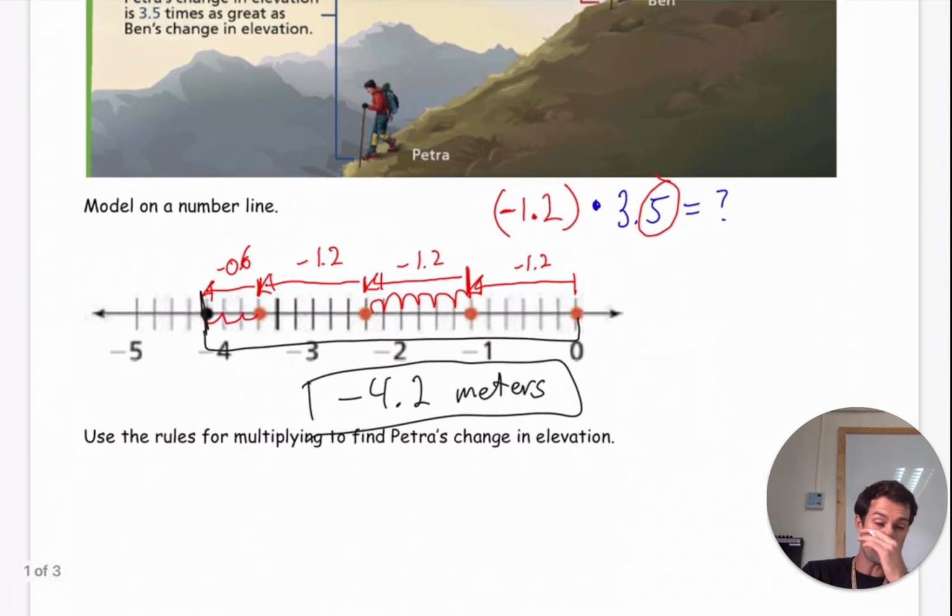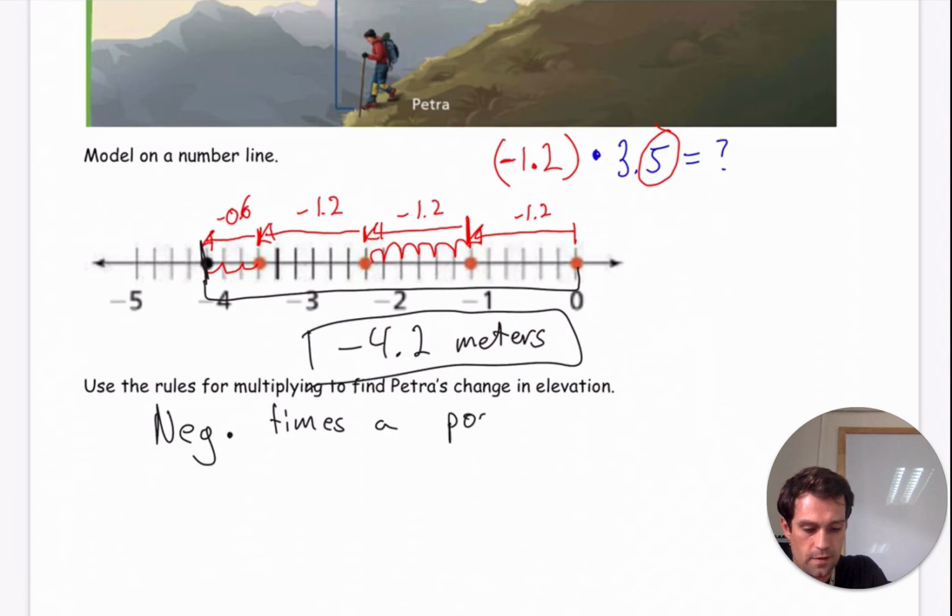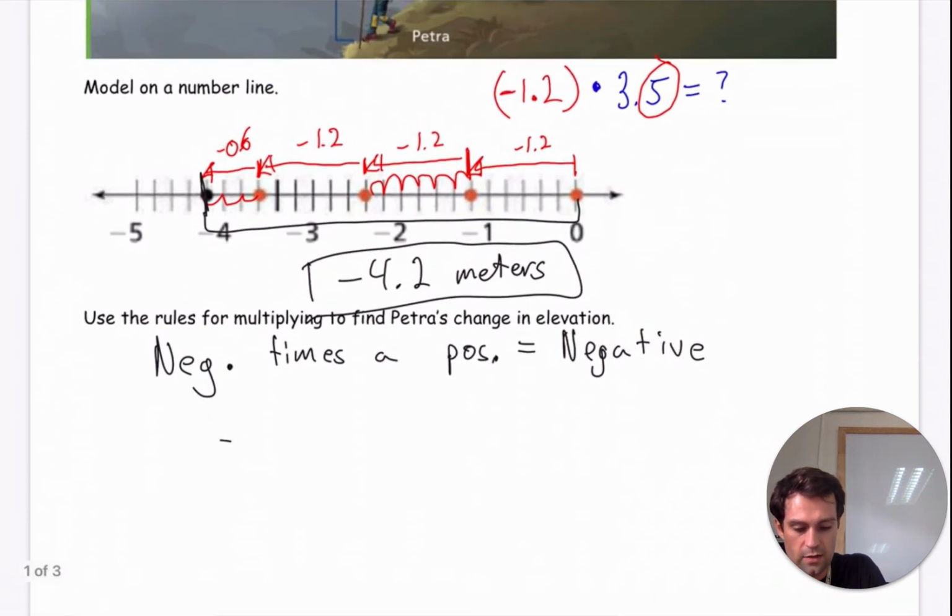But we could actually multiply this using our rules for multiplying integers. We know when we multiply a negative times a positive, that's going to be a positive. Oh, excuse me, a negative. Checking to see if you're paying attention there. A negative times a positive is a negative. So negative 1.2 times 3.5 is equal to, well, we know that's going to be negative something.